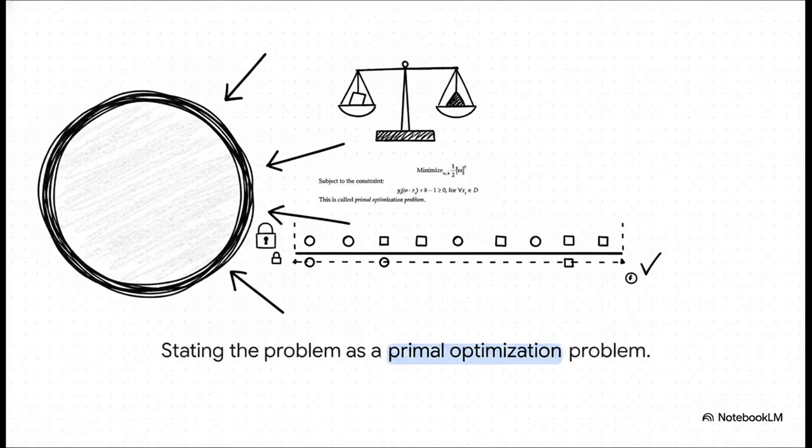We start by stating the problem in its primal state. Remember how maximizing the margin means minimizing the weight vector? Well, here it is formally. We want to minimize 1/2 of the weight vector norm squared. But obviously, we can't just shrink it down to 0. It's a balancing act. We have to minimize it subject to a very strict constraint. Every single data point must be classified correctly, with a functional margin of at least 1.